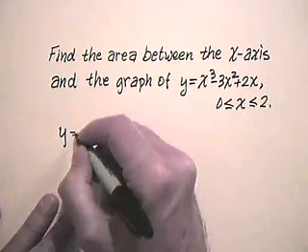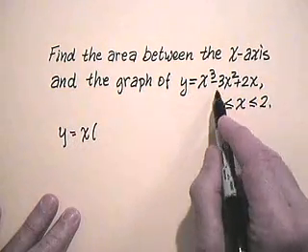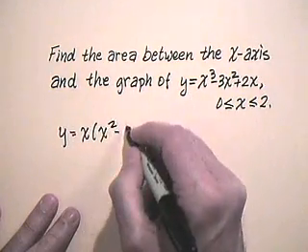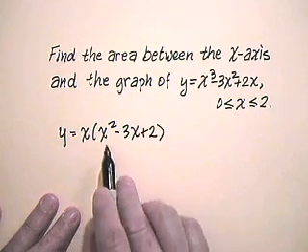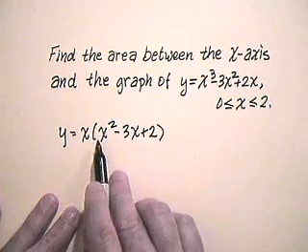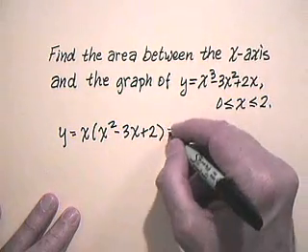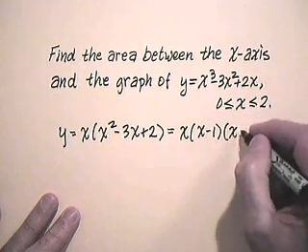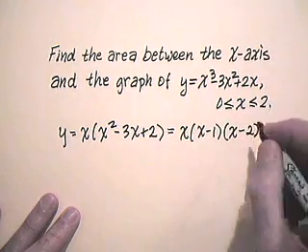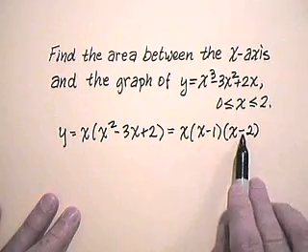So y is x times the quantity x squared minus 3x plus 2. Now when I look at that quadratic expression, it's easy to factor. It's simply x times (x minus 1) times (x minus 2). Let's multiply it out to check.